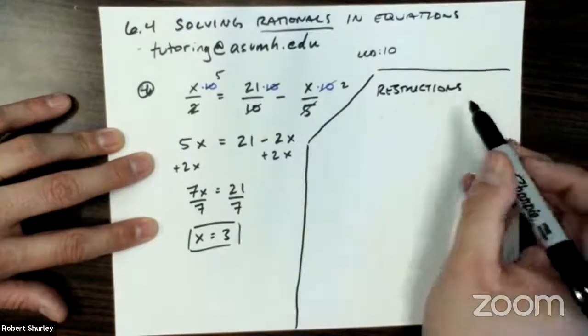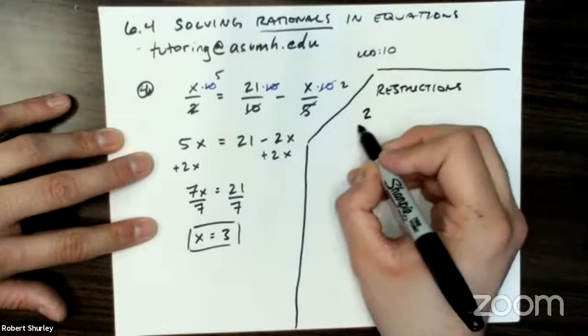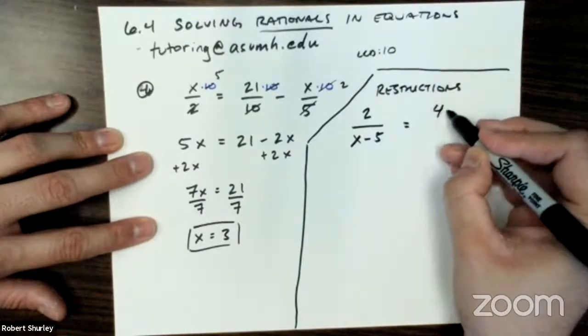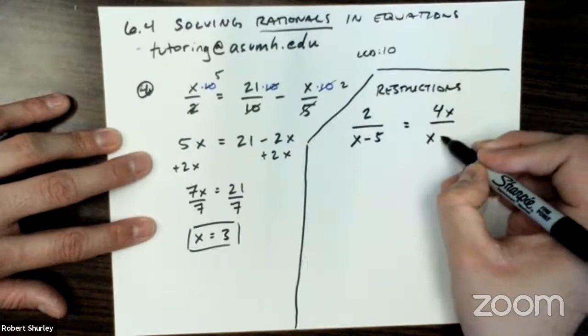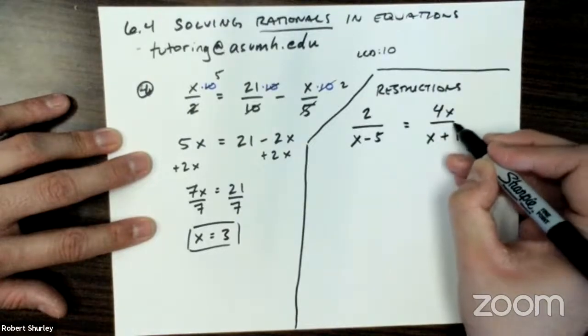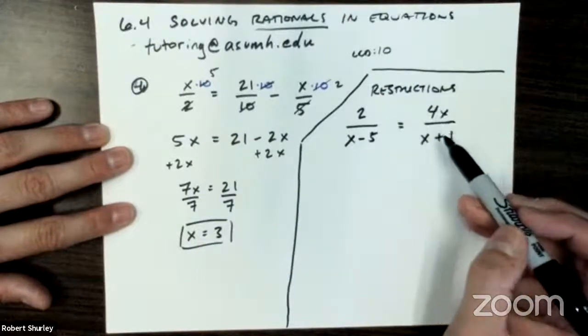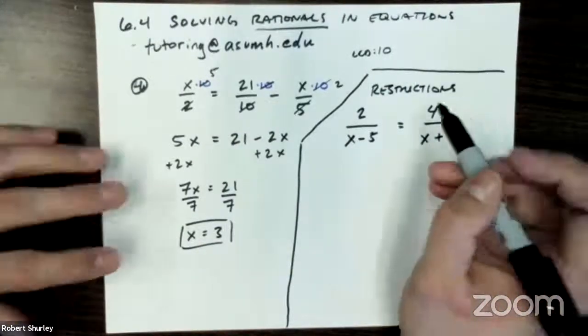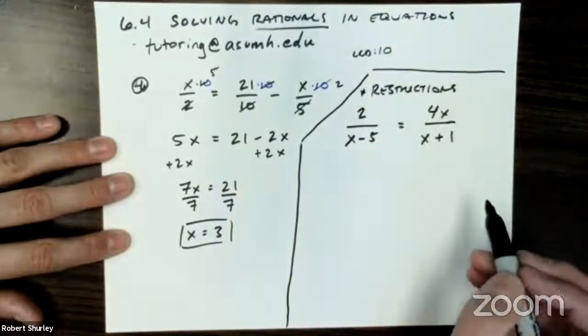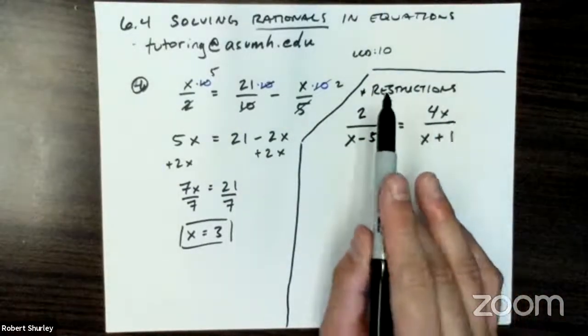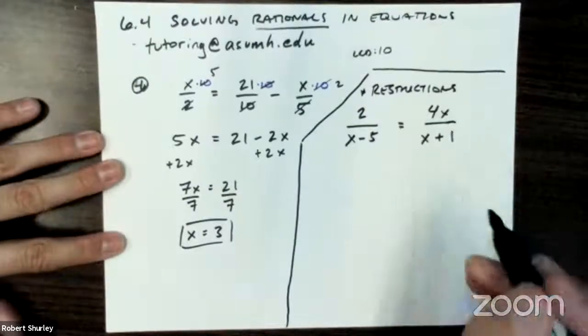So I'm going to set one of these up. Let's say I have 2 over x minus 5 equals 4x over x plus 1. Why not? Okay, so 2 over x minus 5 equals 4x over x plus 1. And we're going to talk just a minute about restrictions. Okay, I'm not solving yet. We'll get there. But restrictions are values that x cannot be.